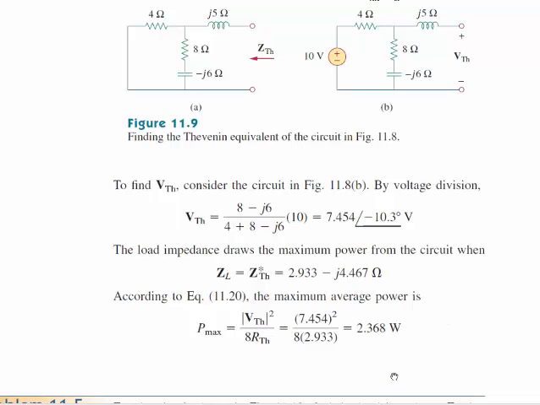So I think in some ways there are steps left out in this example problem. But that's when the maximum power transfer occurs. Power is not dissipated or used up by the load for the reactive part of the load, only for the resistive part of the load. So that's why there's a resistor in the denominator.